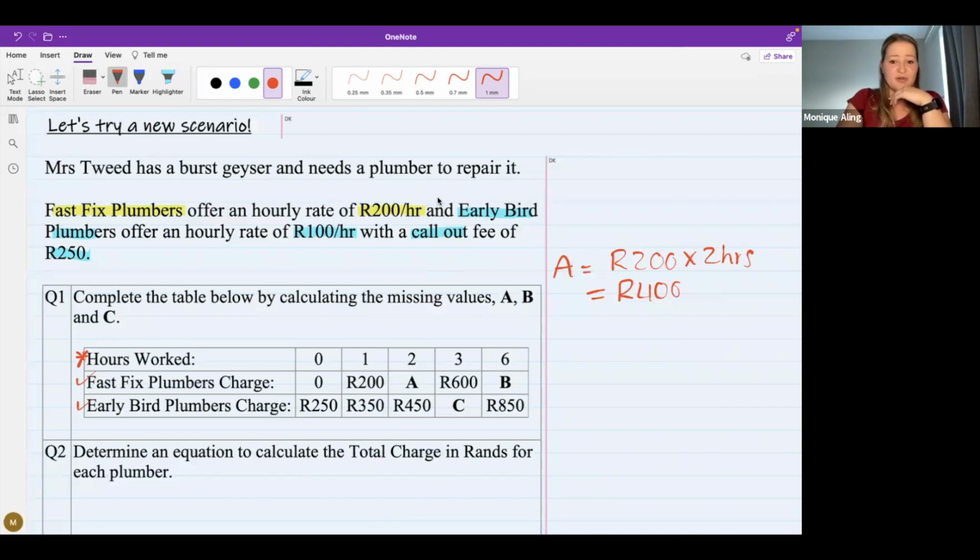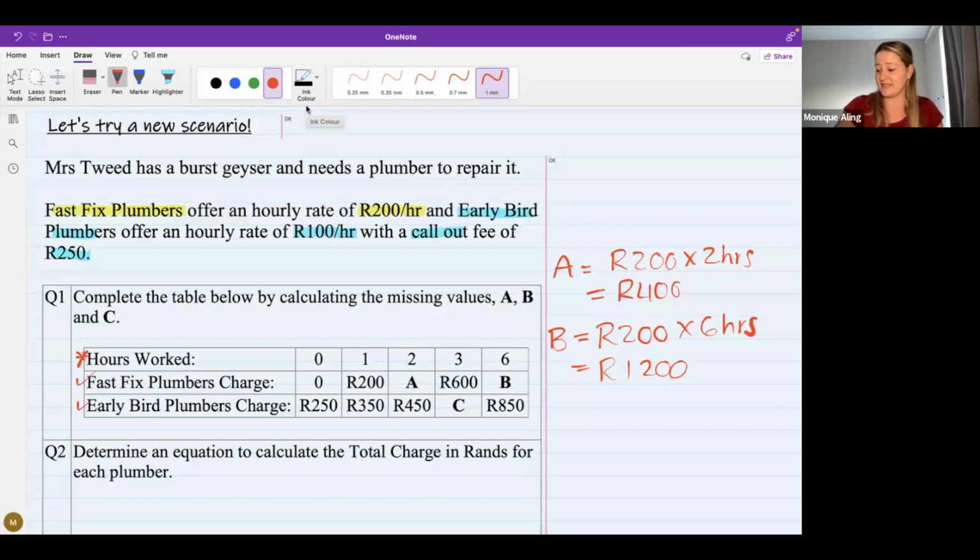Sayanda, that is correct. Okay, good. So as you can see, very similar to working out A. We take our 200 Rand times by the number of hours, and by B, it is 6 hours. So 200 times 6 gives you 1,200 Rand. Okay. Good. Now, just remember, guys, when you are giving your answers, please include the Rand sign, okay?